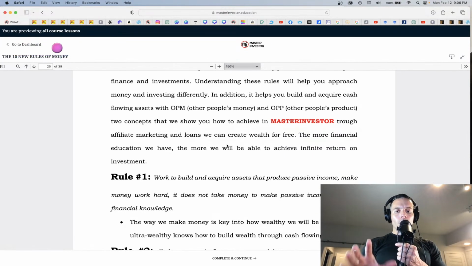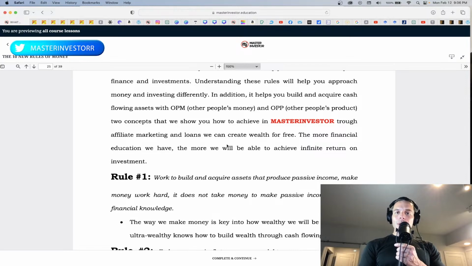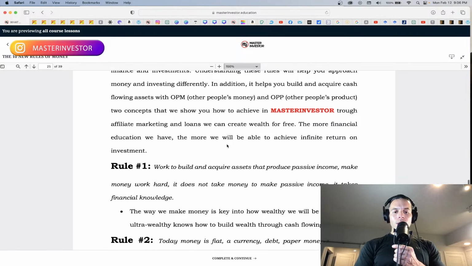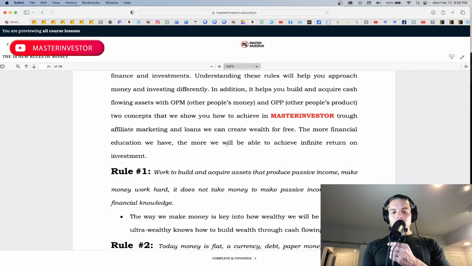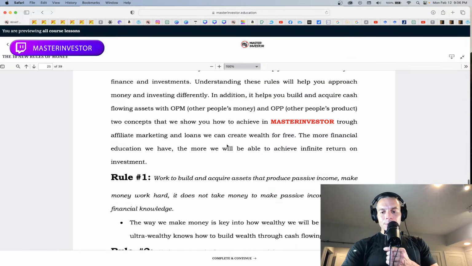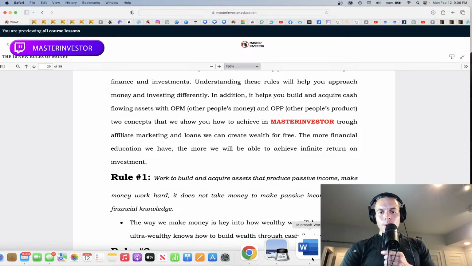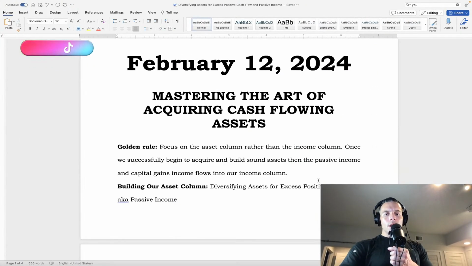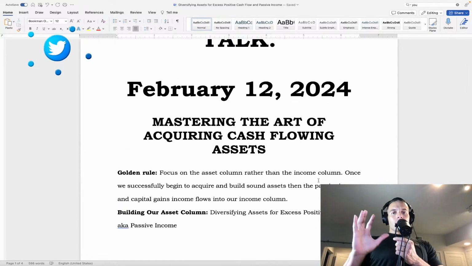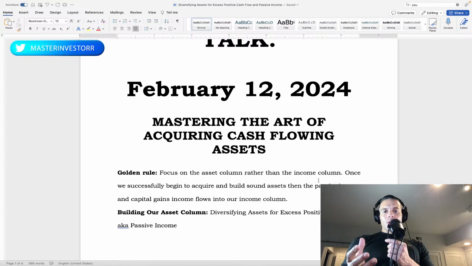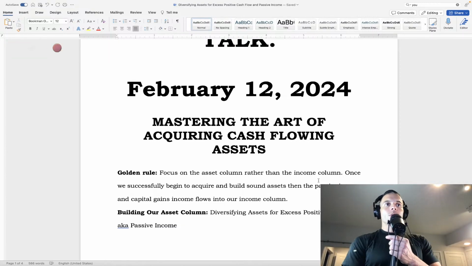So rule number one, work to build and acquire assets that produce passive income. Make money work hard. It does not take money to make passive income. It takes financial knowledge. The way we make money is key into how wealthy we will be with it. The ultra wealthy know how to build wealth through cash flow and assets. All right, so let's dive into the blog and we'll come back. I'll give you another rule by the end of the day. But that volume right there really gives you the foundation that we're looking for to build true wealth. So make sure you get it.